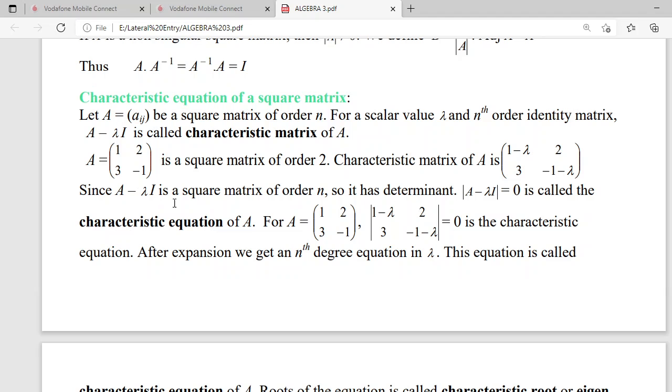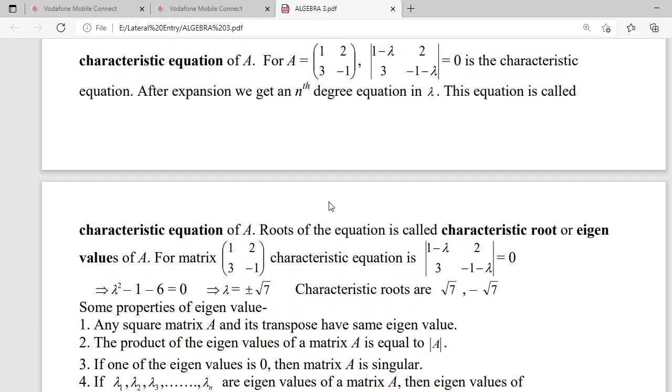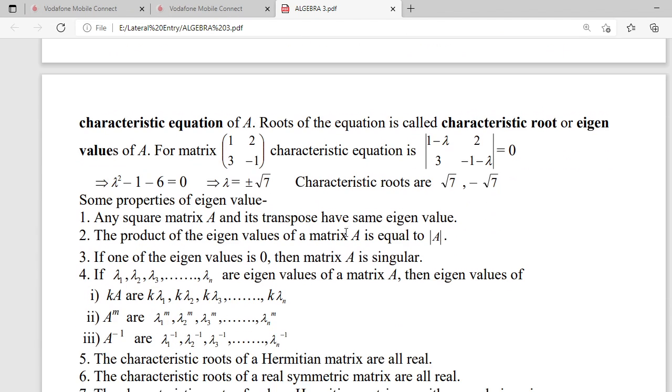Since A minus lambda I is a square matrix, we can take the determinant. This determinant equal to 0 is the characteristic equation, and we get a polynomial in lambda. Here it is a quadratic equation with degree 2 in lambda. Then we solve this for lambda, and we get n solutions. If it is second degree, we will have 2 solutions; if it is third degree, 3 solutions, and so on. So for an nth order matrix, we have n roots.